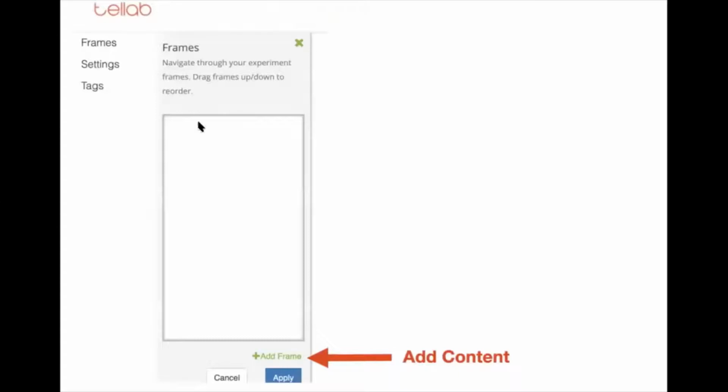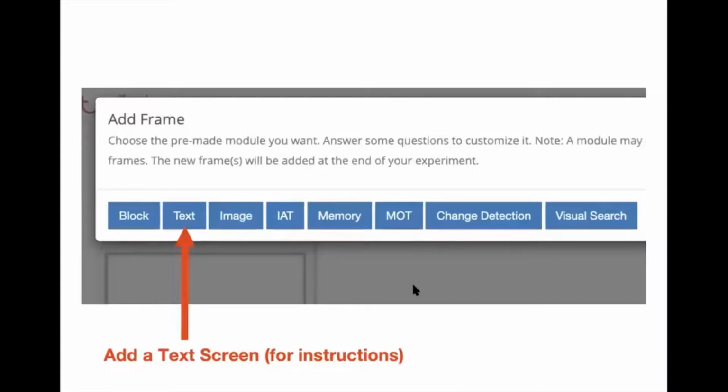So when you click on frames, it'll give you this navigation window. And if you want to add content to the experiment, you click on this plus symbol down here for add a frame. Once you've added a frame, a number of different options are going to come up here. You've got a block, which is sort of a structure. I'll explain what each one of these buttons means. But first, if you just wanted to make instructions, you want a screen with instructions, you click on text.